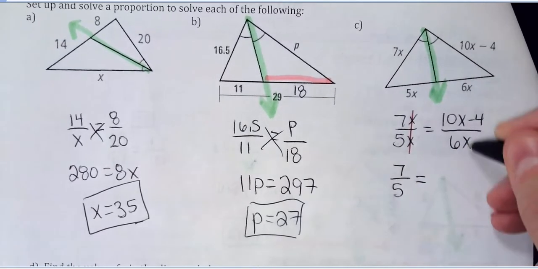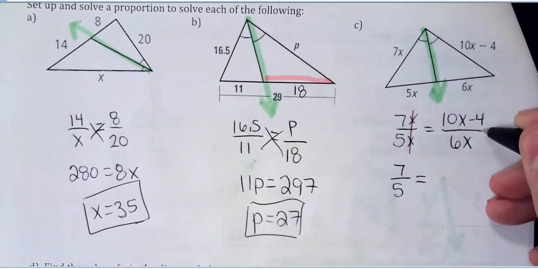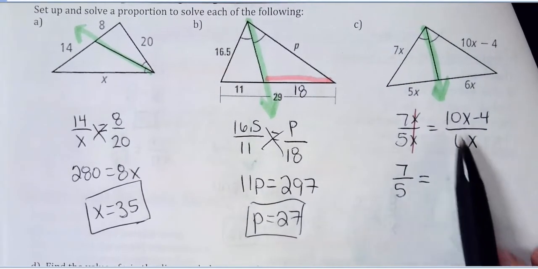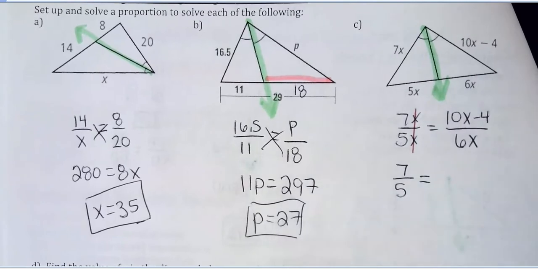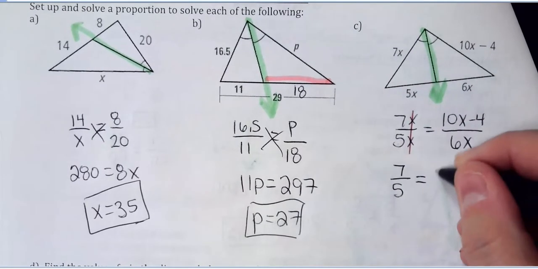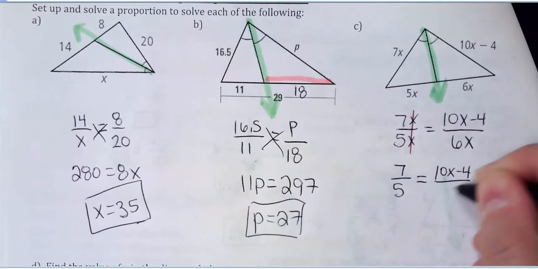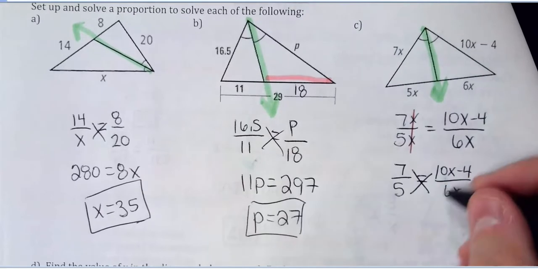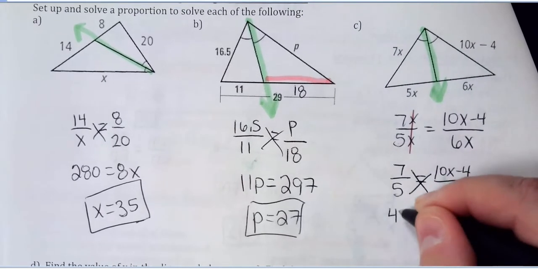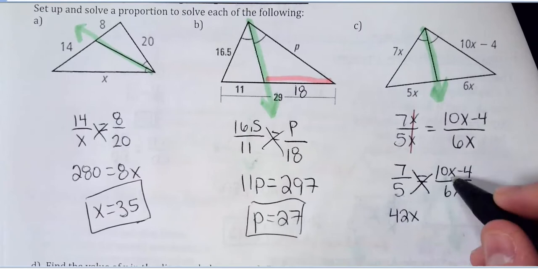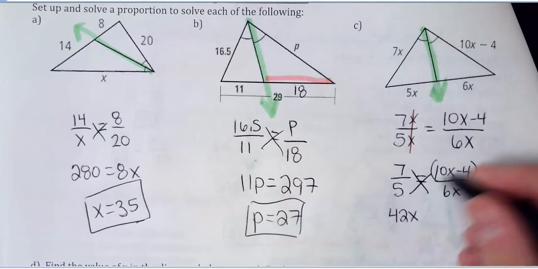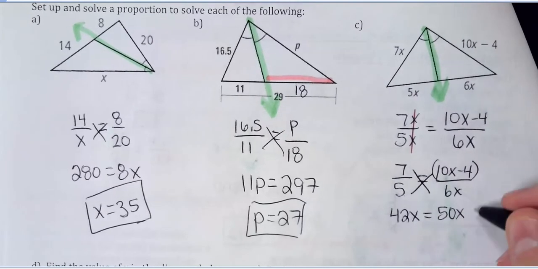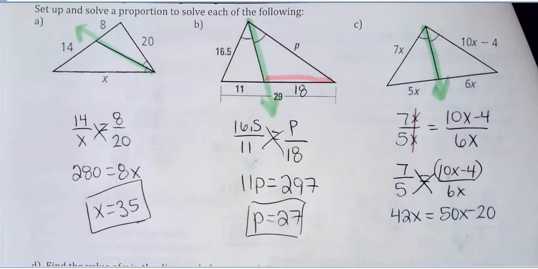You cannot do that over here in this fraction because of the minus sign. Anytime you have a plus or a minus, both of these terms need to get divided by 6x, so we want to just leave that alone. Anytime you have a minus or plus, you don't want to cross variables out. I do want to cross multiply here though. 7 times 6x is going to give you 42x. 5 times this whole quantity, 10x minus 4, so 5 times 10x is going to give you 50x. 5 times that negative 4 would be negative 20.